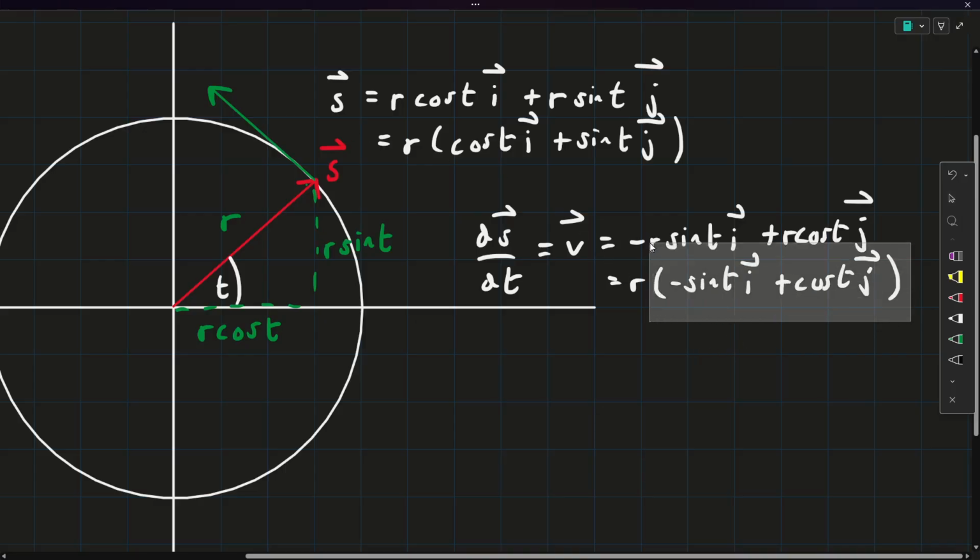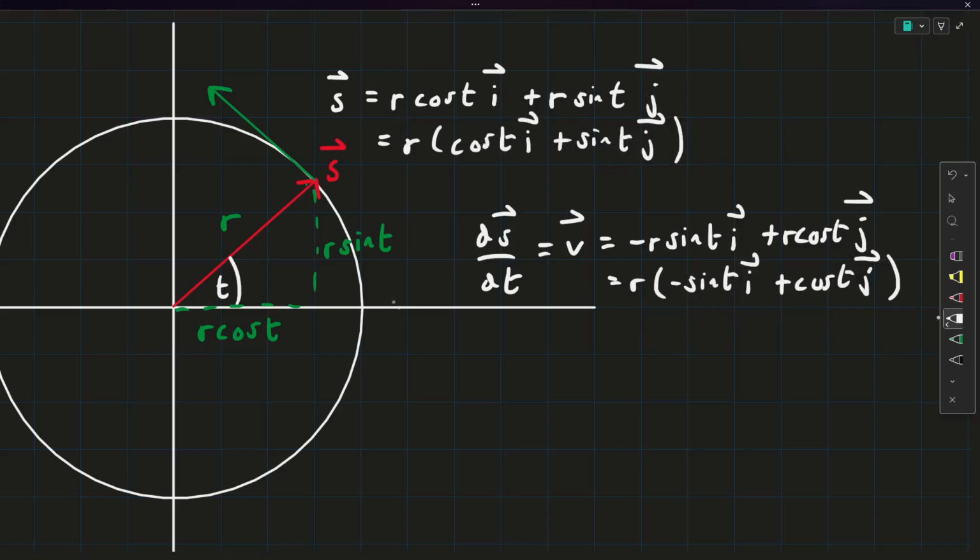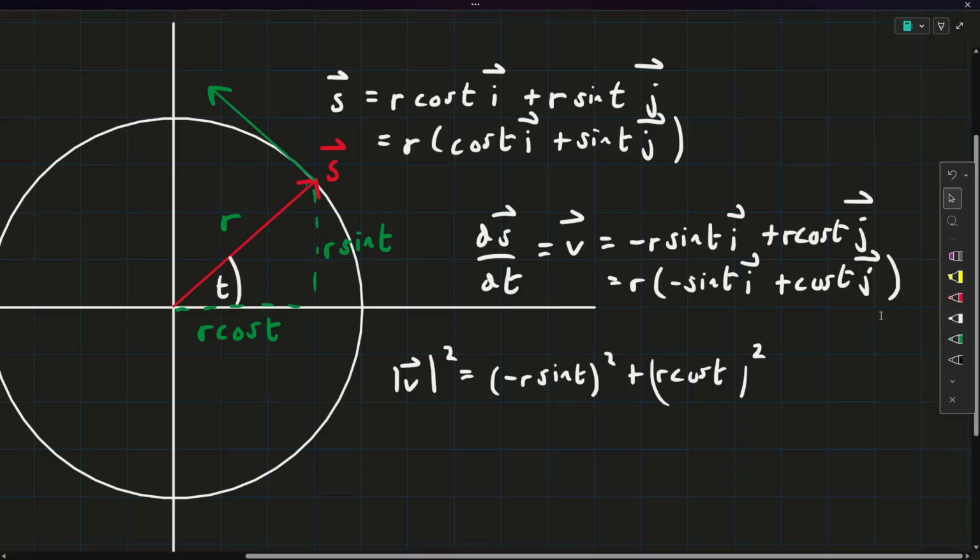So what helps now is we can look at the magnitude of this vector, and what you might notice is that the magnitude of this vector is the same as the magnitude of this vector, and you can obviously do that. I'll show how to do it now. So we get the magnitude of the velocity squared. Well, that'll be equal to minus r sine t squared plus r cos t squared. And that's basically just Pythagoras' theorem. So if we want to find the hypotenuse, we do the horizontal side squared plus the vertical side squared, and that'll give us the hypotenuse squared.